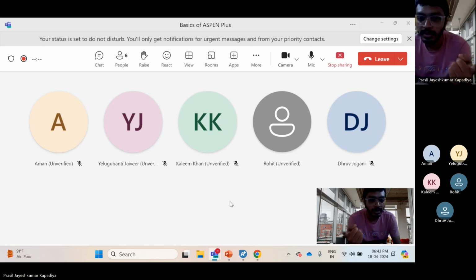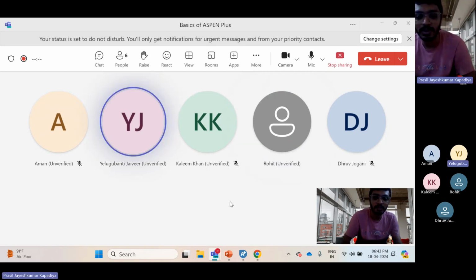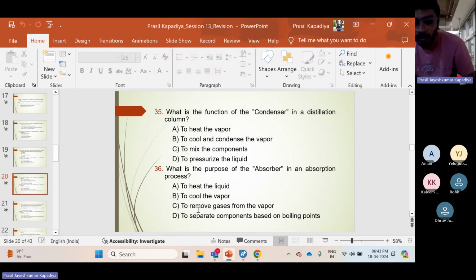using some amines, amine solution, that is the absorber. So here we remove gases from vapor. From natural gas we are removing CO2. That is a very standard example.